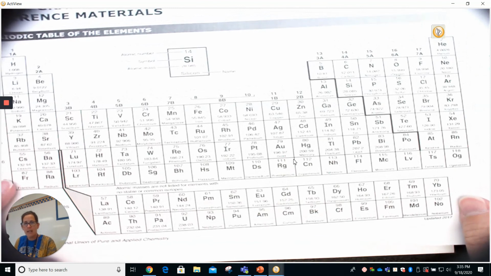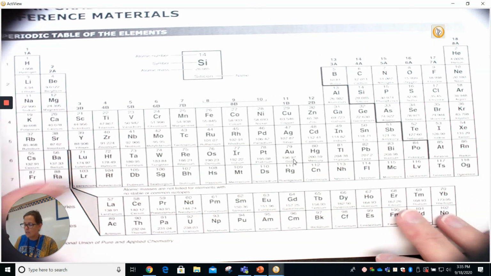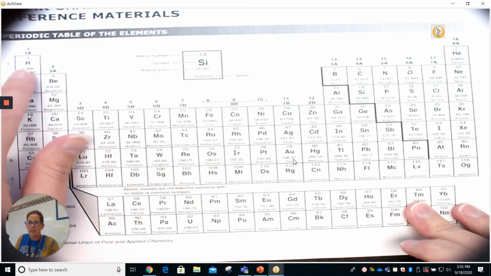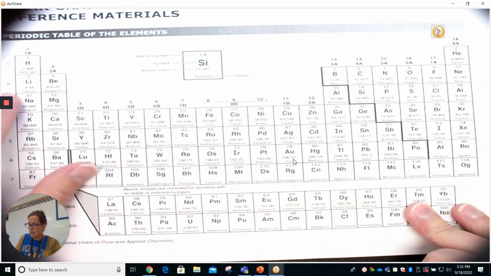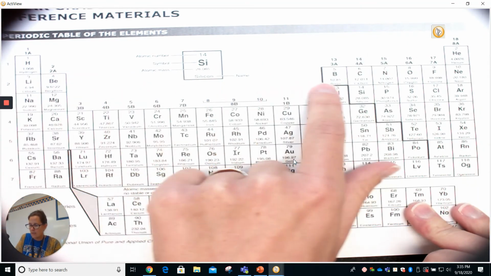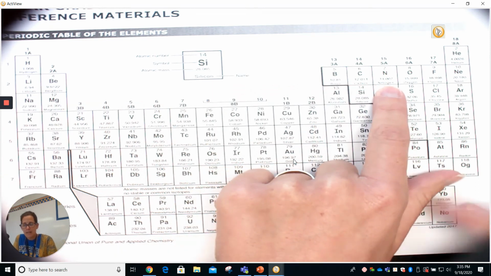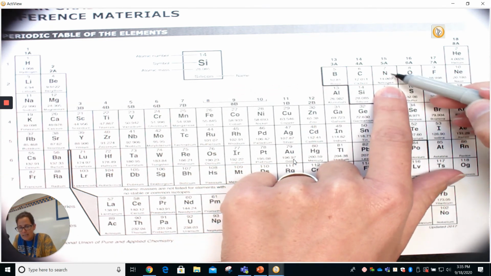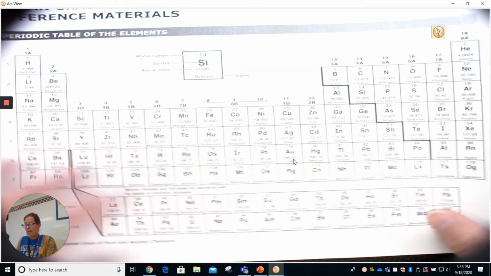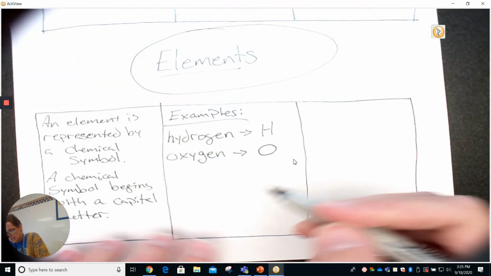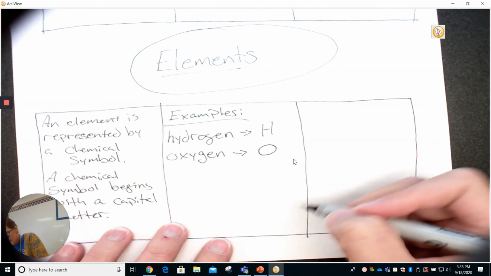Okay, the next one we're going to talk about is nitrogen. So let's see if we can find nitrogen. So when you're looking for elements, I always start at the top and I move to the right. So I start at the top left and move to the right. Let me know when you see nitrogen. Oh, right there, we've got a capital N, and this one says nitrogen right underneath it. So nitrogen is represented by the chemical symbol N.